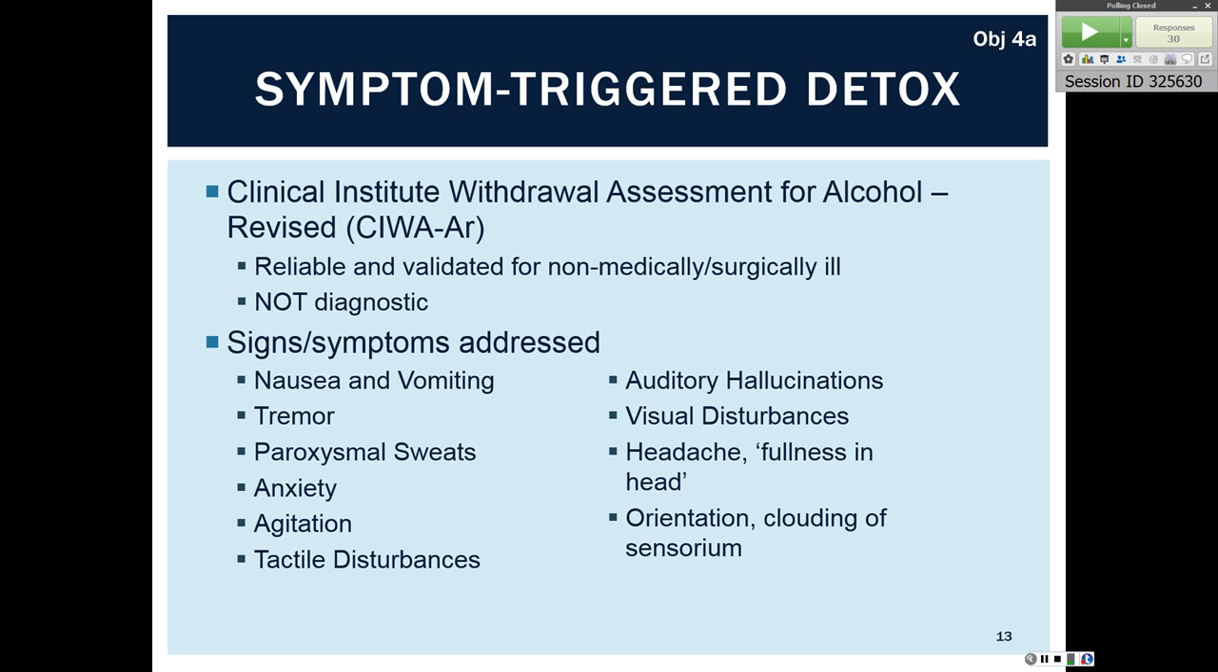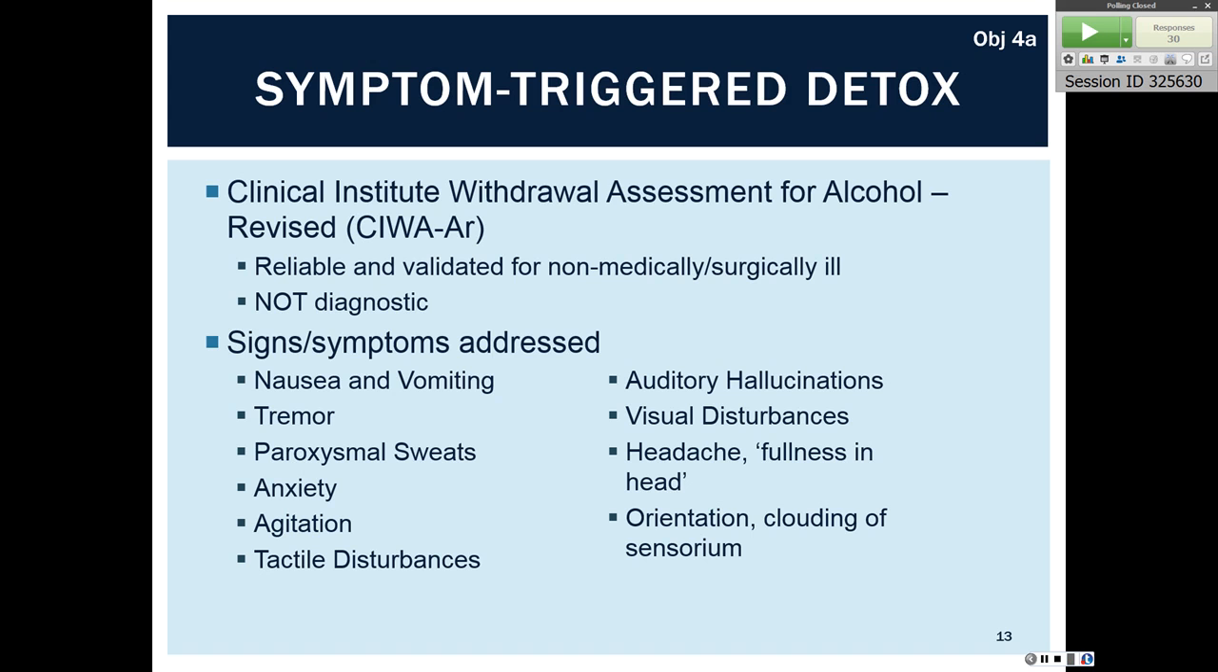So this is always done with benzodiazepines. I remember telling you guys that I'm anti-benzo. For alcohol withdrawal, benzos are appropriate, just like they're appropriate to make people sleep when they're manic and bipolar.